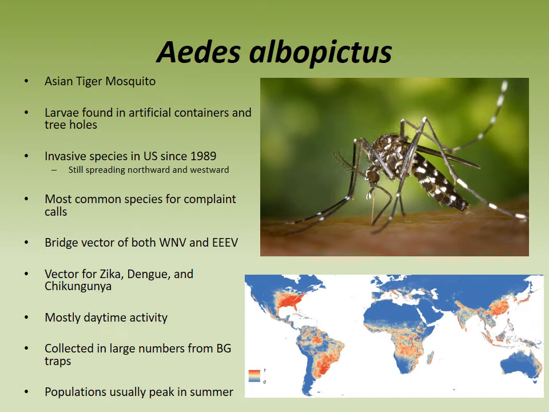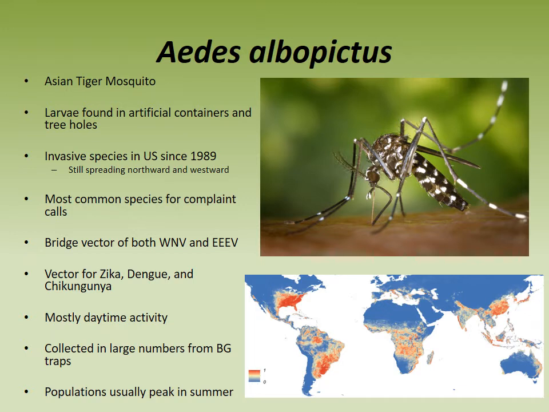For us in Hampton Roads, depending on where you are, but I work in Suffolk, this is the most common species for complaint calls. When citizens are calling about mosquito problems, this is usually what the problem is. They're coming out of artificial containers that are in your backyard, in your neighbor's backyard. They're biting you during the daytime, and so this is a very common nuisance for humans. They are bridge vectors for both West Nile and Triple E.